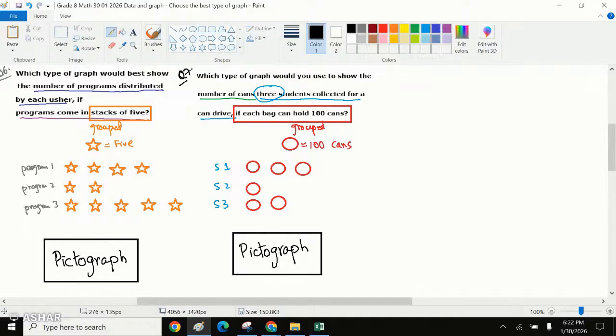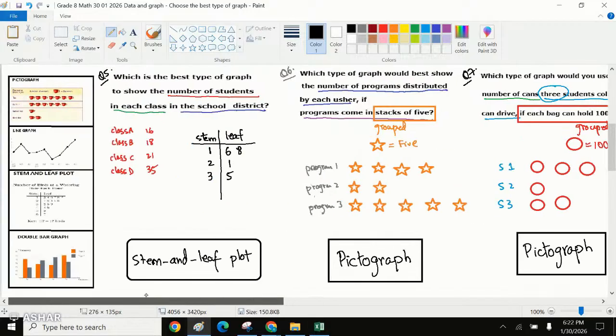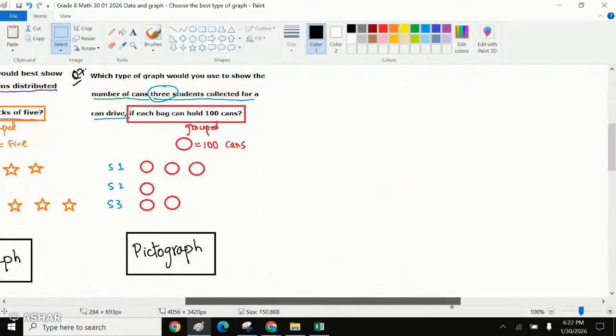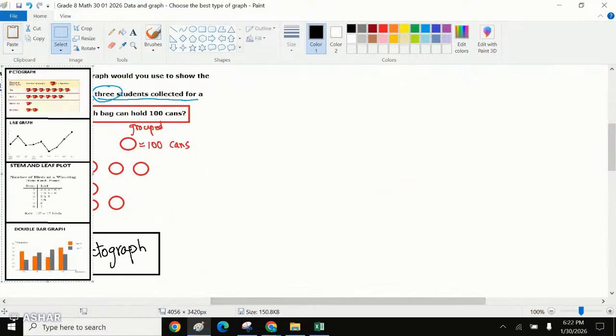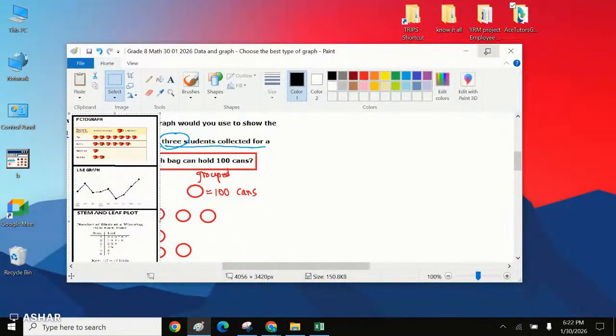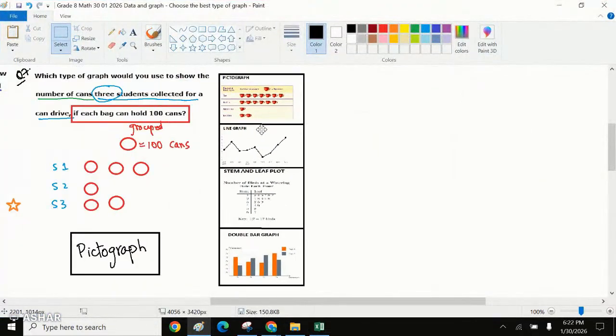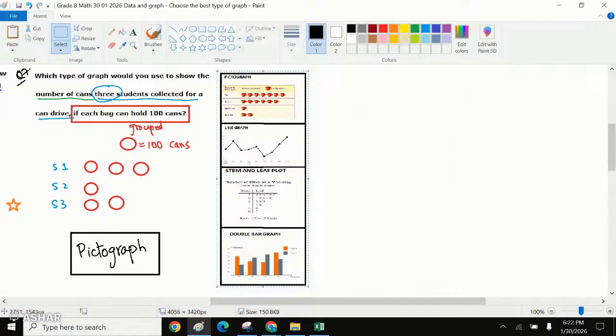Any questions up till now? Do we have any questions? Okay, let me copy this so that we have our reference point. I'll just paste them here so that we can use it for reference. Okay, moving on to the next question.